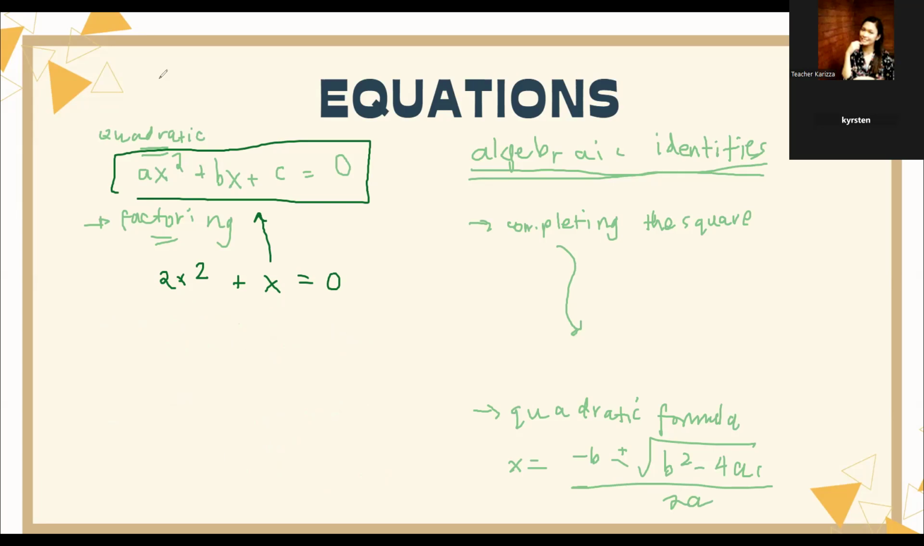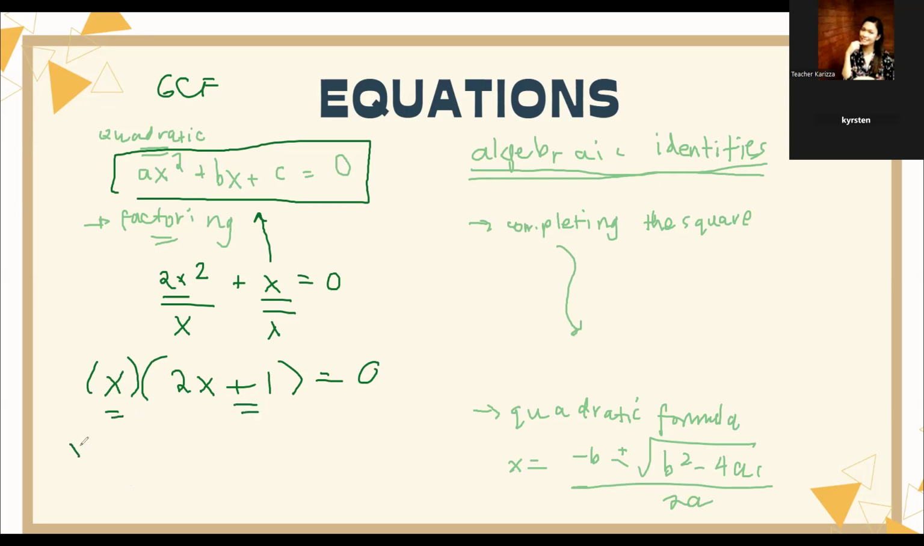So we have the GCF, greatest common factor. So you just have to look for it in your numbers. So our common factor for 2x squared and x is x. So we divide both by x. Divide this by x, you get 2x. Divide this by x, you get positive 1. It's equal to 0. And then, so these are your two factors, x and 2x plus 1. Equate them both to 0. So you have x is 0. That's your first root. And then you have 2x plus 1 is equal to 0.